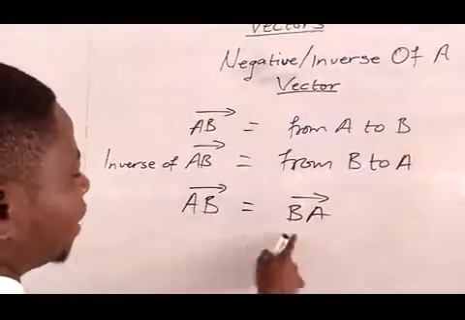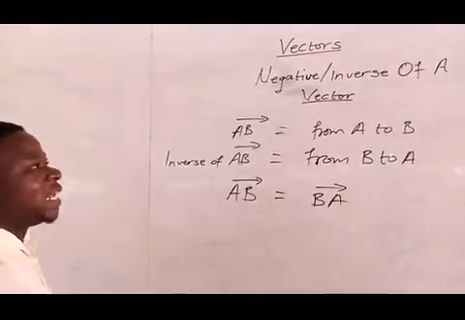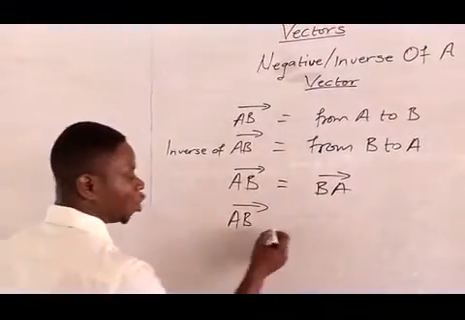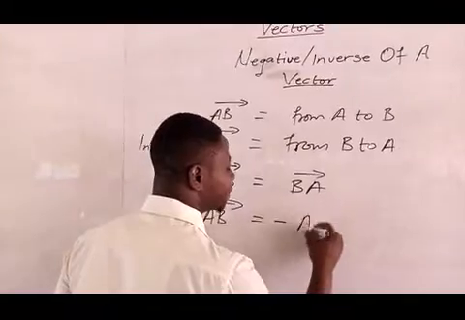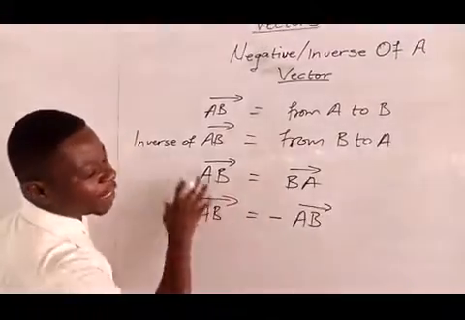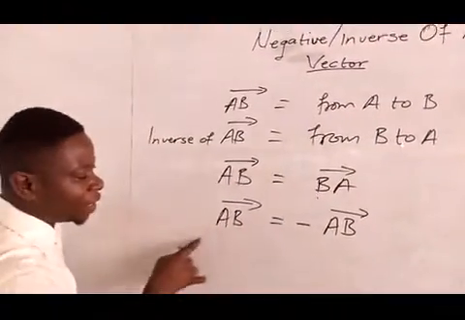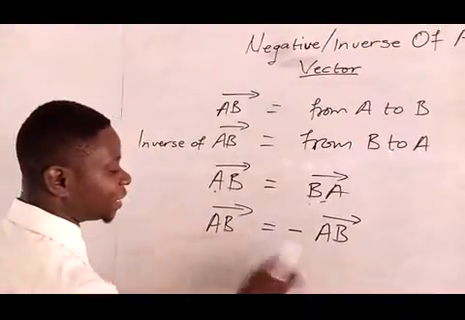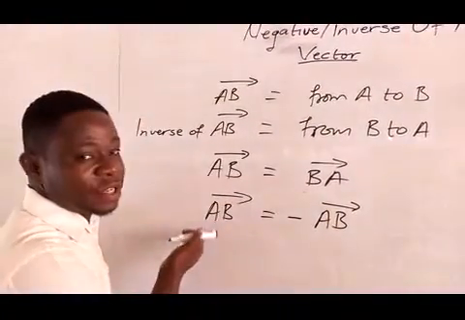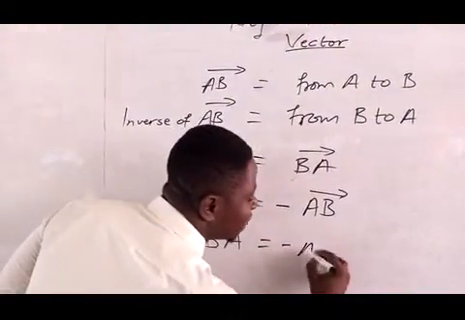Okay, it is actually BA because it is the opposite. Now, the inverse is virtually the same as the negative. In other words, the negative is used to describe the inverse. And when we talk about negative AB, literally it is minus AB. So if the inverse of AB is BA from this explanation, and the negative of AB is literally minus AB, then it means that these two things can be equated. So then it simply means that BA is the same as minus AB.